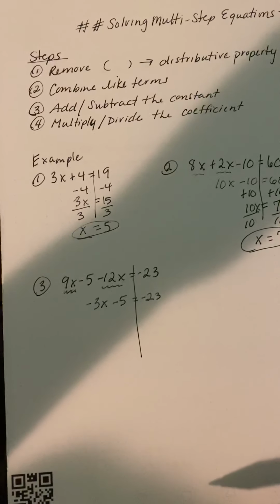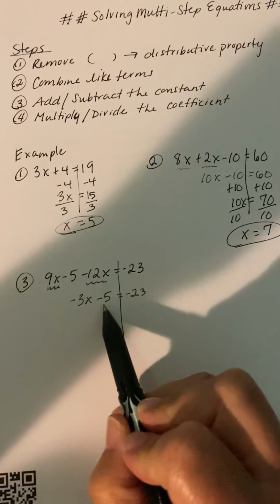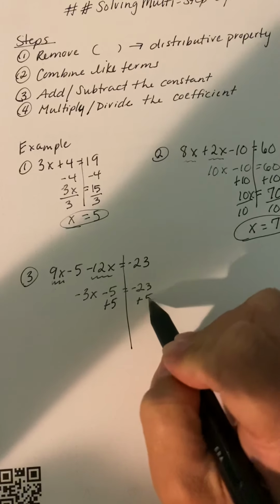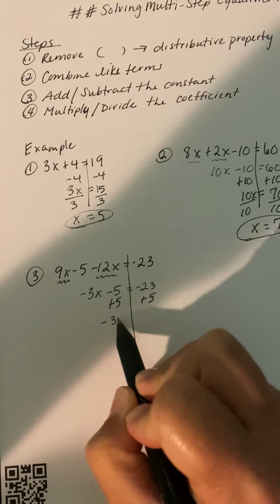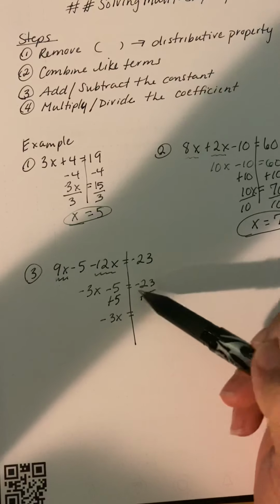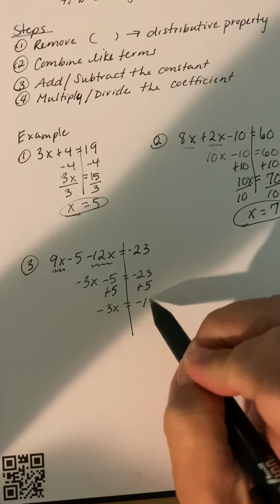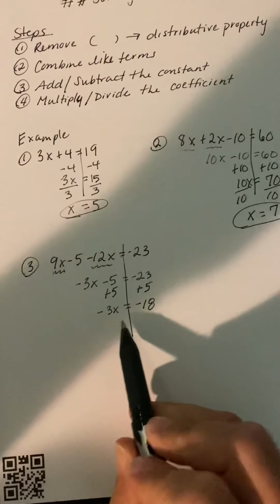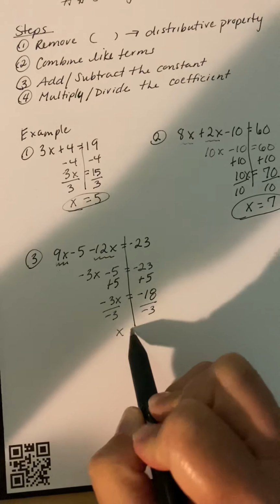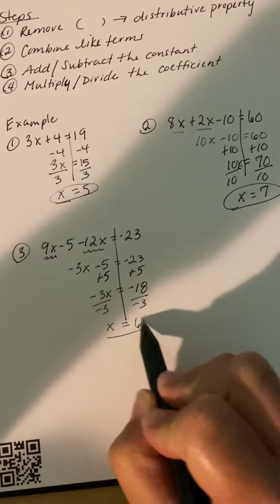Now we're going to step 3, which is add or subtract the constant. So we're going to move this 5 to the other side, and we're going to do the opposite, which would be add 5. So negative 3x equals negative 23 plus 5. Signs are different, so we're going to subtract our two numbers, which gives you negative 18. And then we're going to divide by negative 3 for our last step. So negative 18 divided by negative 3 is a positive 6.